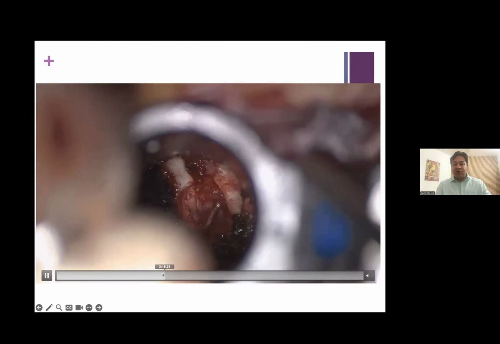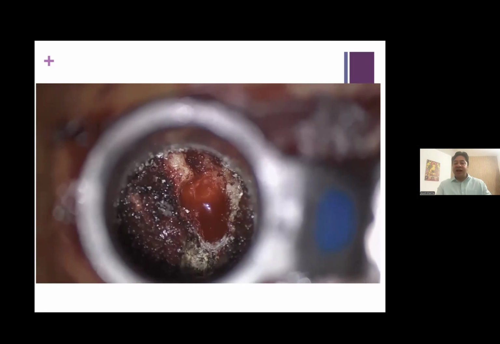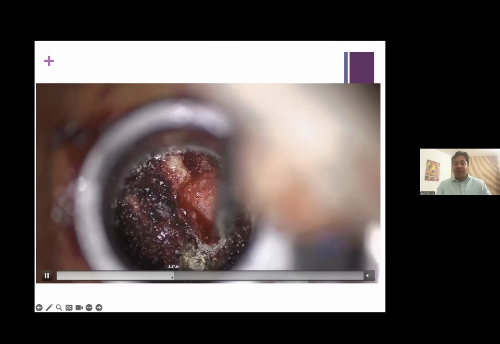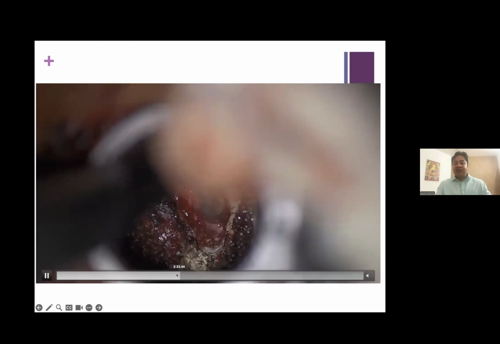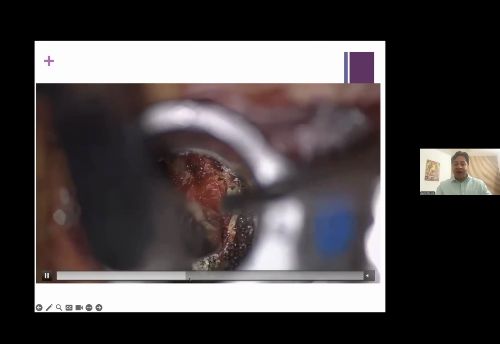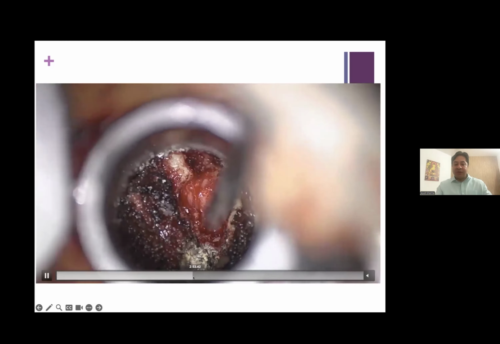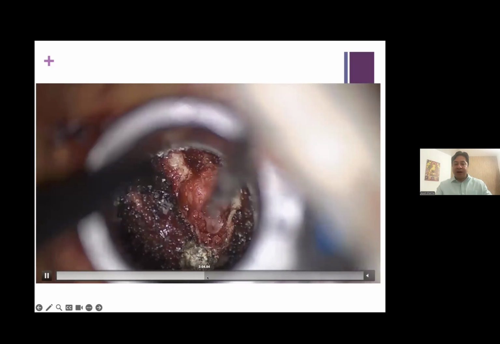All you need to ensure is that you have made a complete, good decompression of the root, and that is the end point of your foraminotomy. If you want, you can go up to the dura, see the edge of the root above and below, and you can complete the thing. So this is how it goes. Now I'm using a 1 mm rongeur and I'm trying to complete what I have to do.